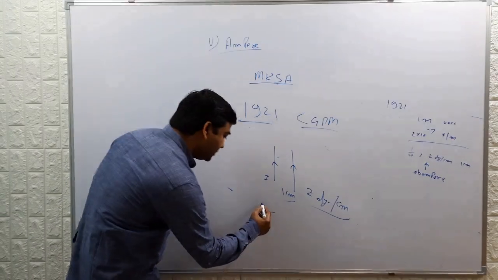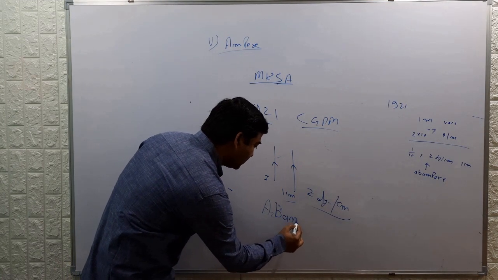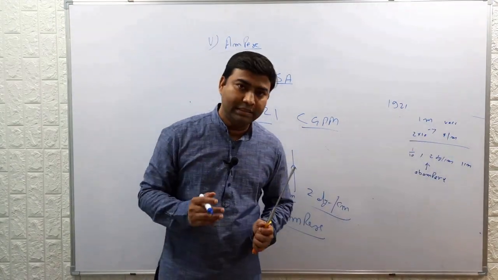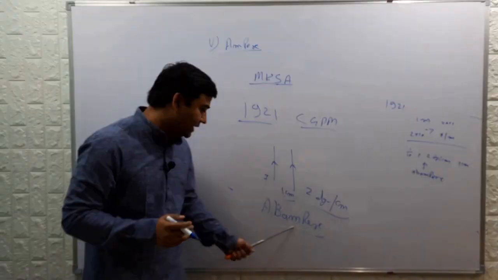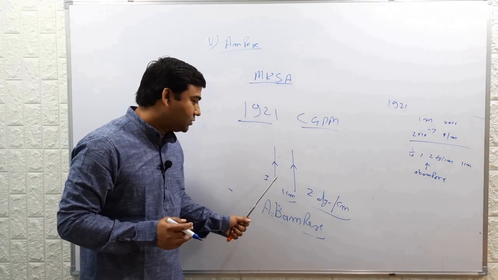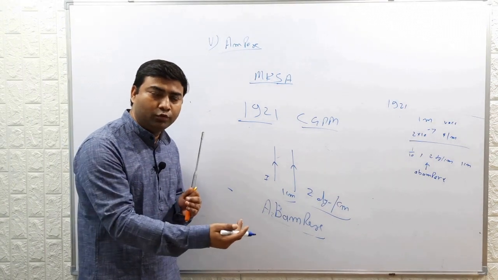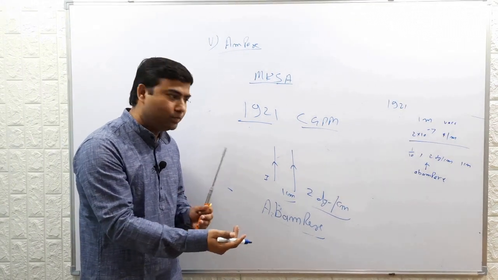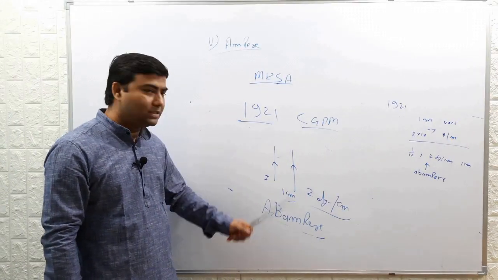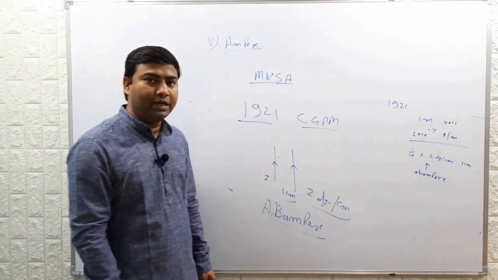Abampere. In the CGS system it was named abampere and defined as the current which creates a force of 2 dyne per centimeter between two wires separated in a vacuum and placed at 1 centimeter distance. So that was the definition in the CGS system, which is older than the MKS system.